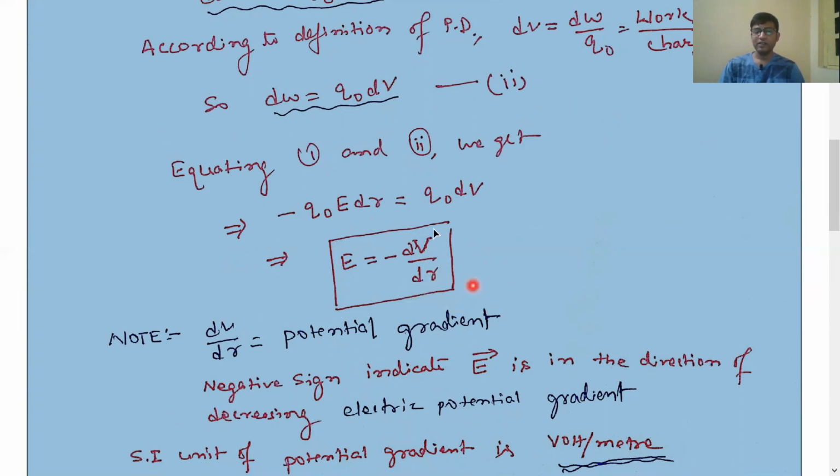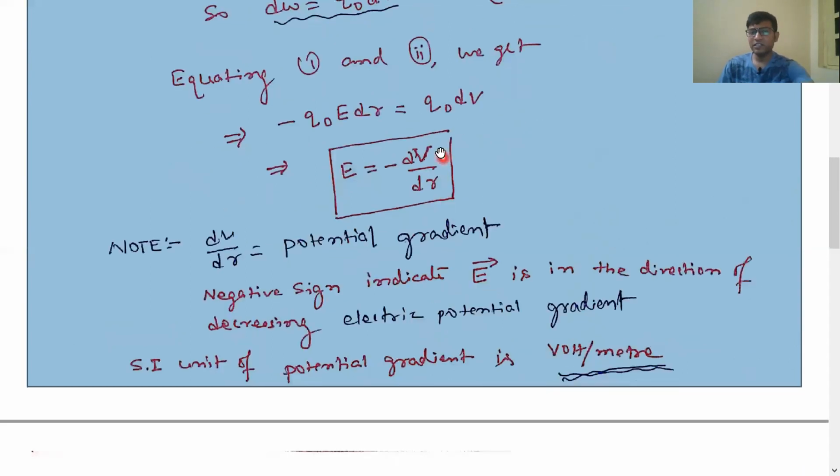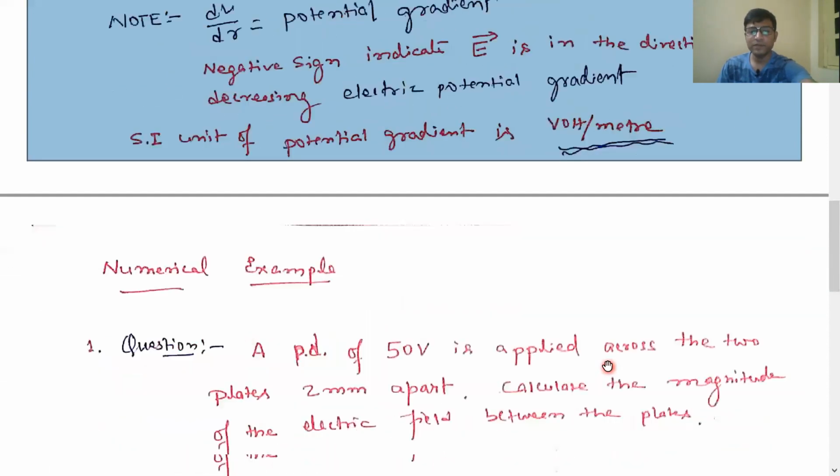Now, sometimes the SI unit of potential gradient is asked. Here dV is in the numerator and dr is in the denominator. So simply, the dV unit will be volt and the dr unit will be meter. So the SI unit of potential gradient is volt per meter. Now, coming to the numerical parts, some samples.